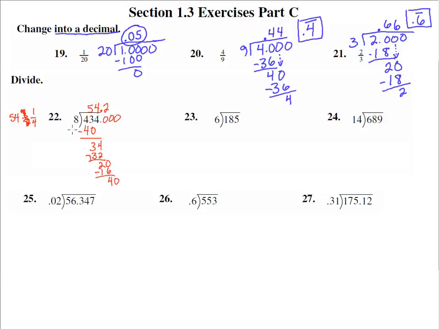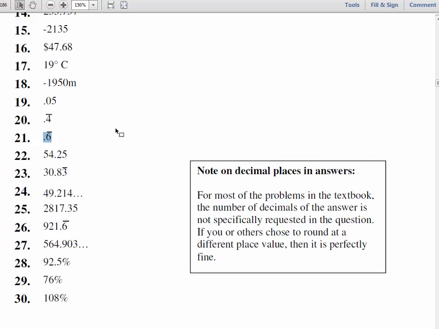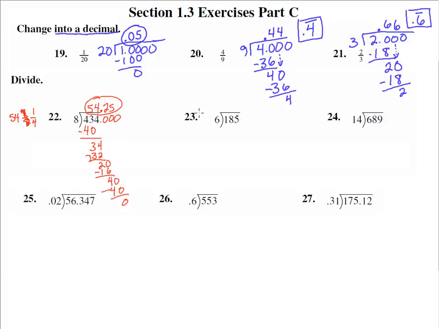Drop down a 0. 8 goes into 40 5 times exactly. So 5 times 8 is 40. Subtract it and we get a 0. Whew, some of those get pretty long. 54.25, and yeah, 0.25 is the same as 1/4. So that's our answer right there. Let's double check and make sure that's correct. Yes, 54.25. Good. Number 23, 6 into 185.